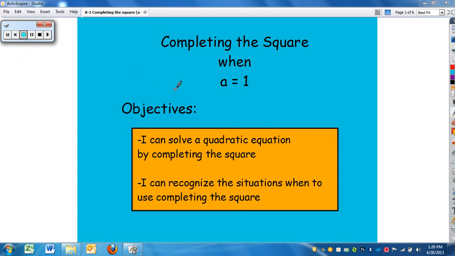In this video, we're going to learn how to solve quadratics by completing the square. This is based off an activity we did in class. What you learn from the activity will be referenced here in the video, so make sure you do the activity first and then watch the video.